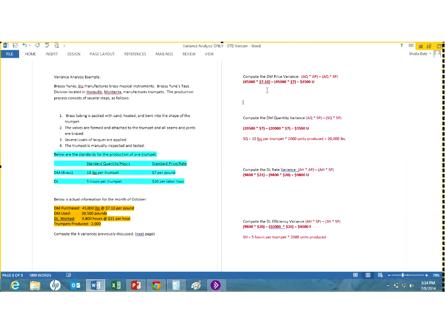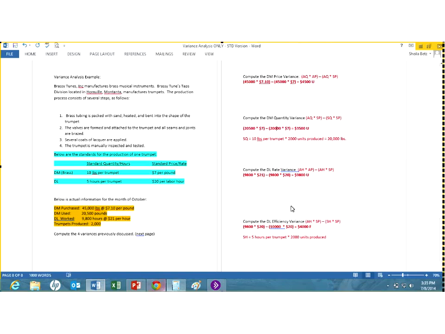All right, let's look at the next one. Let's compute the direct material quantity variance. So here we're going to be looking at the actual quantity that we used times the standard price minus the expected quantity we had expected to use when making the trumpets times the standard price. So the AQ is the actual quantity of material we used, not what we purchased. So that would be the 20,500 pounds. Then we're going to take that times the standard price of $7 per pound minus the 20,000, the standard quantity that we had expected to use.